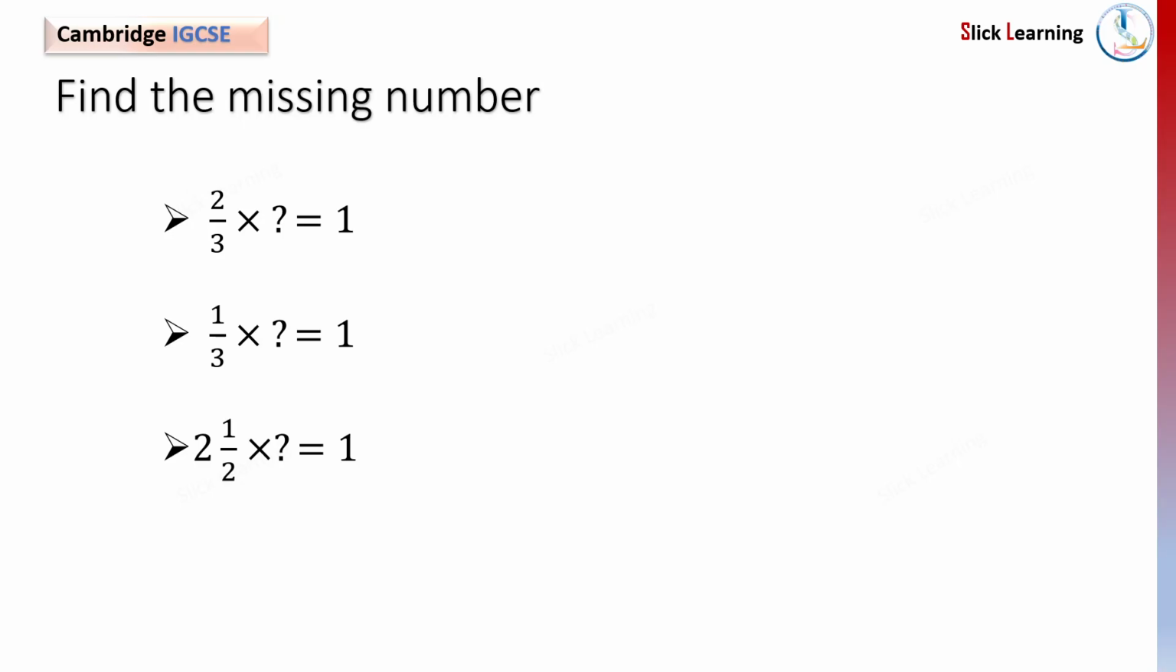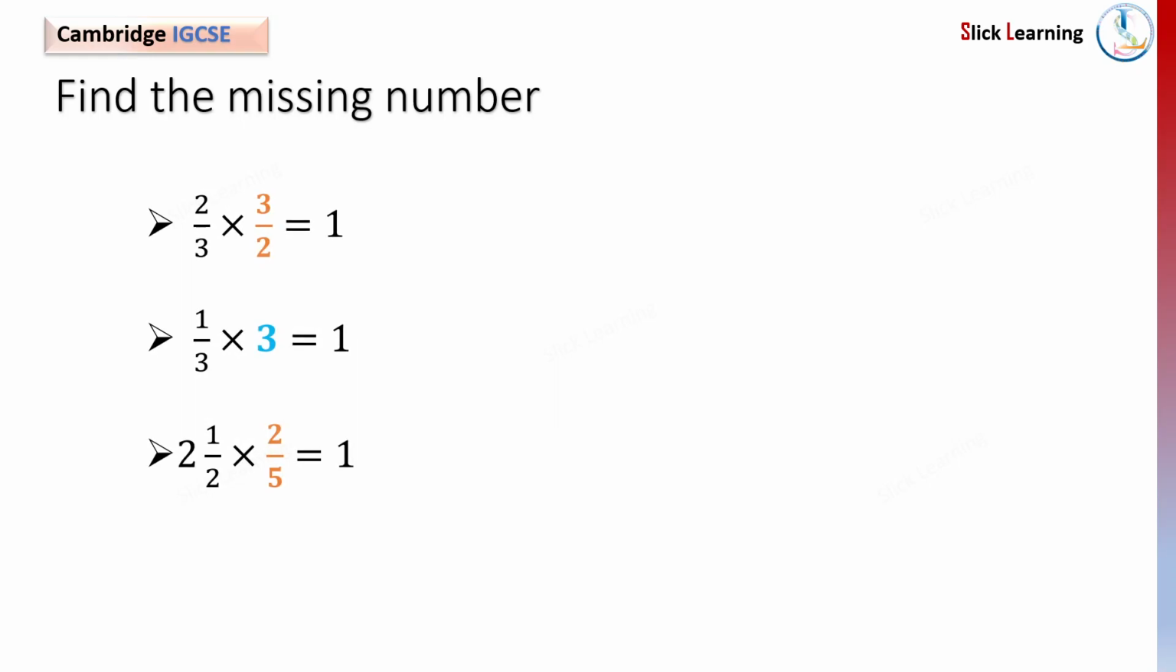You can give it a try. I hope that your answer will be the same. Let's see what the answers are. Here we have the possible answers. When you multiply these two numbers, you get the result 1. Means we can say each of these two numbers is the reciprocal of the other.